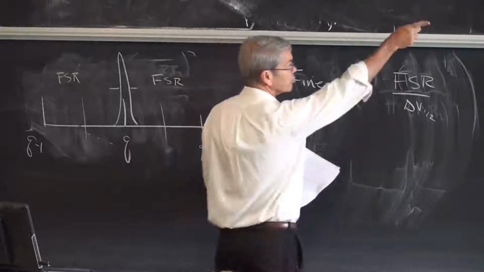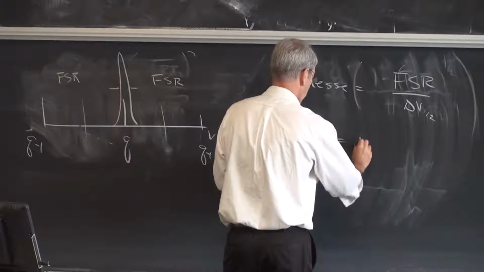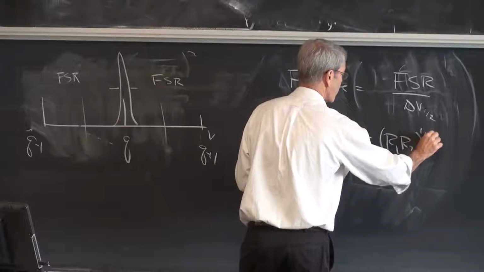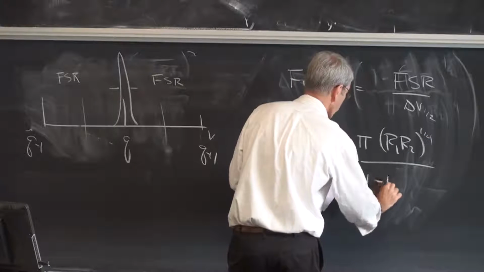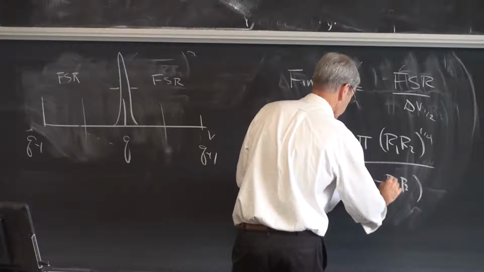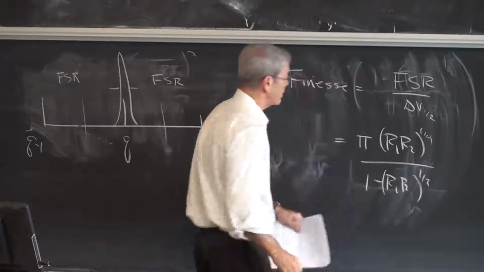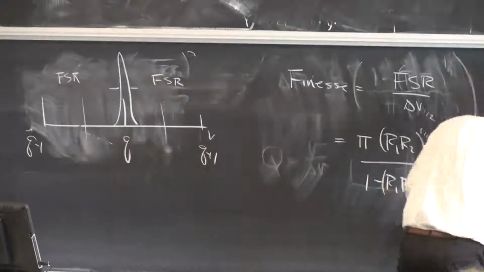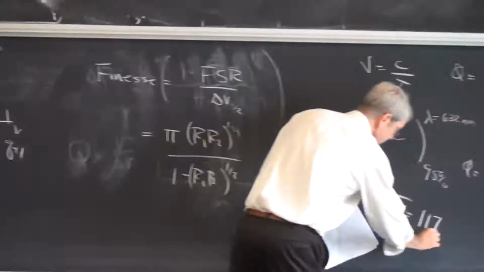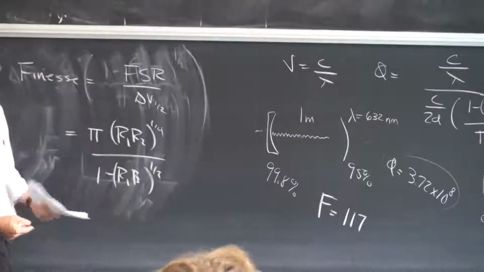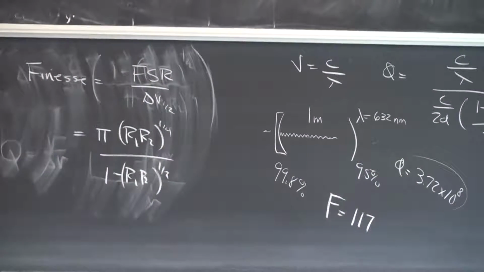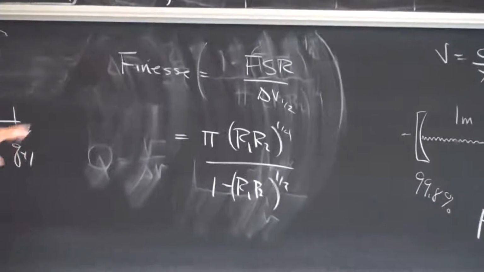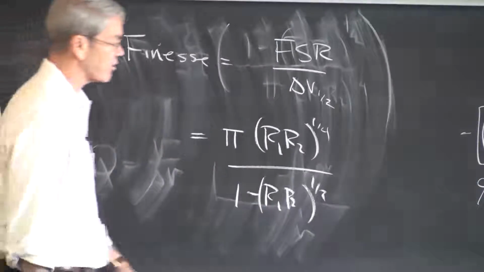You put numbers in, you do the math, and it turns out to a formula like this: pi (R1 R2) to the 1/4 divided by 1 minus (R1 R2) to the 1/2. The example I just gave you right there has a finesse F equal to 117. So, okay, that's a Q that's kind of like when I see an RLC circuit. Okay, I got a Q of 100, whatever. So this is typically the number we use to characterize a cavity.